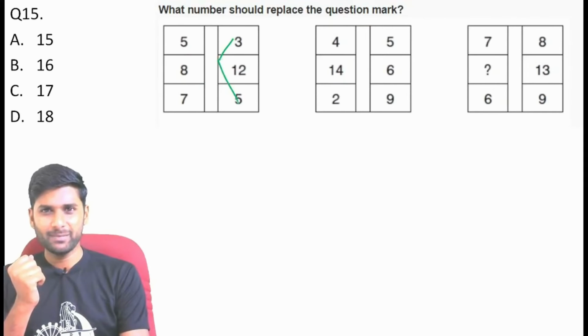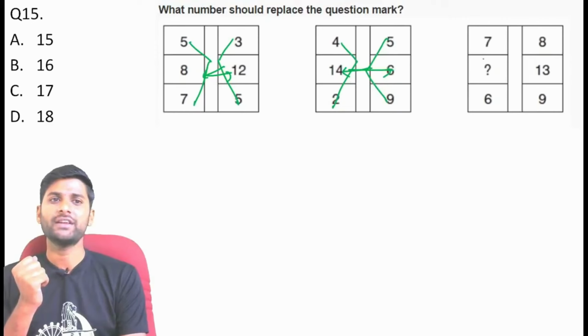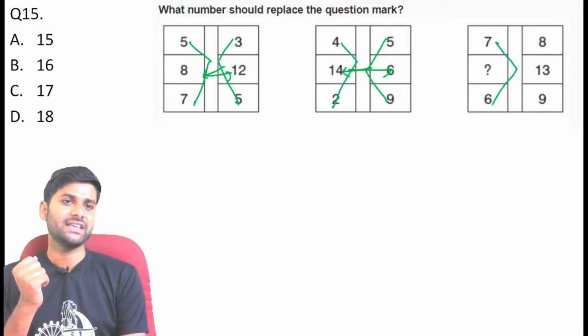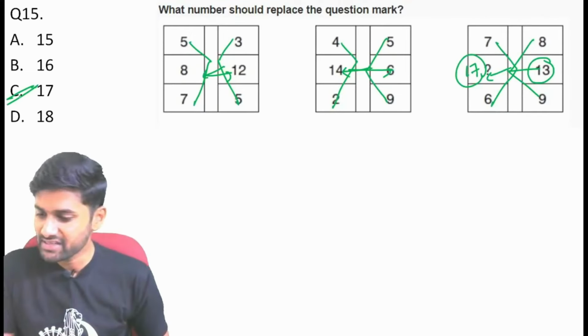I can see one thing. See, sir, 3 plus 5 is equal to 8. 5 plus 7 is equal to 12. Again, 4 plus 2 is equal to 6. 5 plus 9 is equal to 14. Same as 7 plus 6 is equal to 13. 8 plus 9, the resultant becomes 17. Now you can get the answer. The option represented for 17.